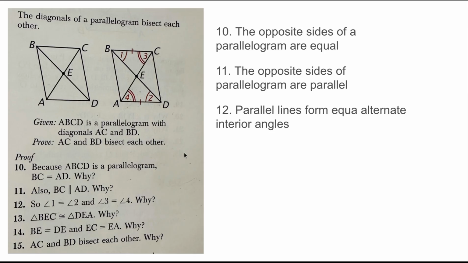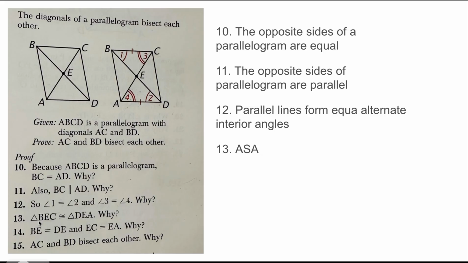But why? Well, parallel lines form equal, oops, there's a typo, alternate interior angles, like we were talking about earlier. Here's our parallel lines, or here's our parallel lines. It doesn't matter which ones you look at. And you have your transversal. And so therefore you have corresponding interior angles.